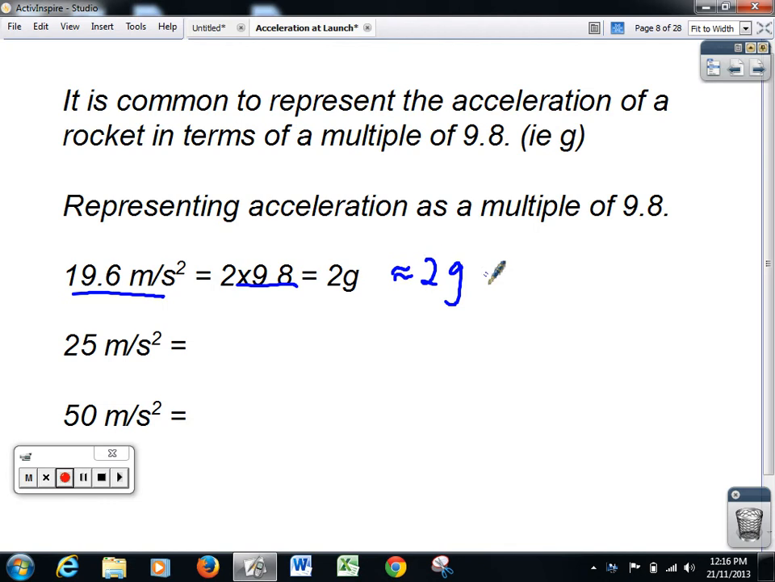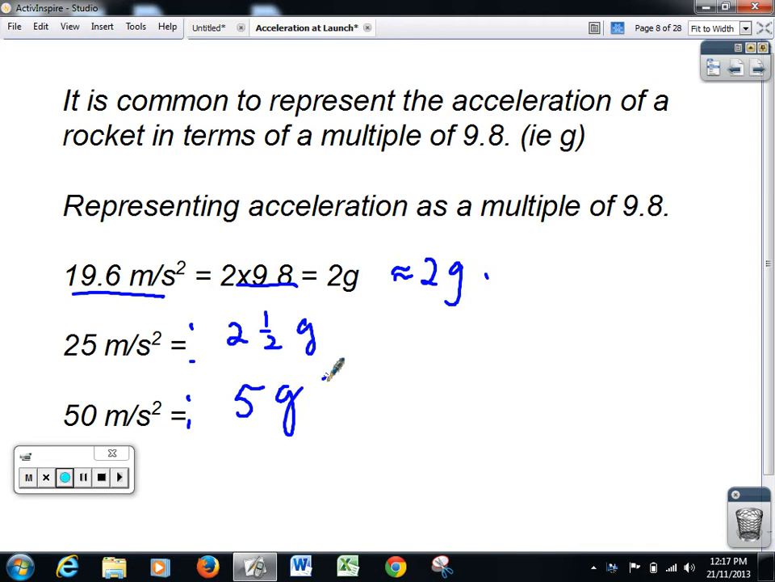And we approximately round these things to the nearest G, or nearest half G. So 25 is about 2.5 G, and 50 is around about 5. They're all approximately 5G. Now, what is a G-force?